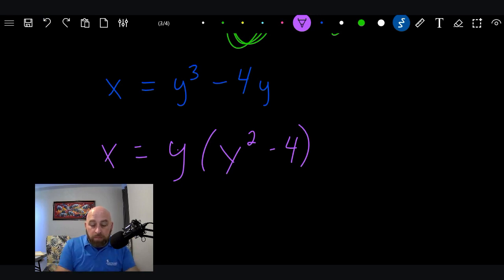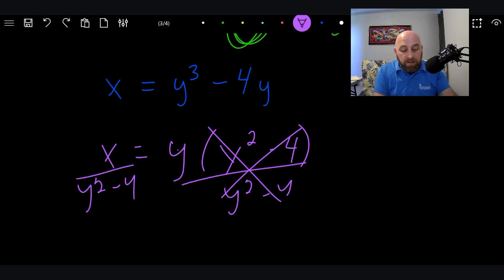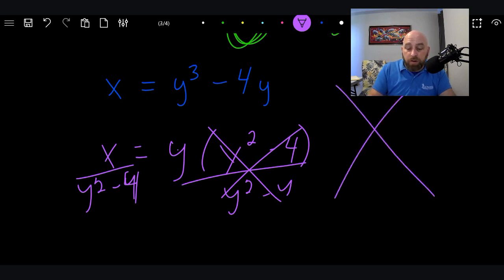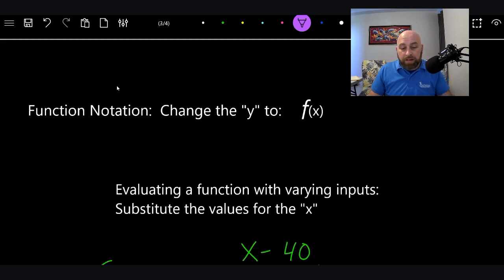Okay, so I'm going to divide everything by y squared minus 4. Y squared minus 4. Okay, so that cancels. Oh, y's by itself. No, it's not. Look, there's y over there still. Okay, and that's a 4, but so you can't get y by itself. It doesn't work. So is this a function? No, this is not a function. Because you can't even get y by itself.